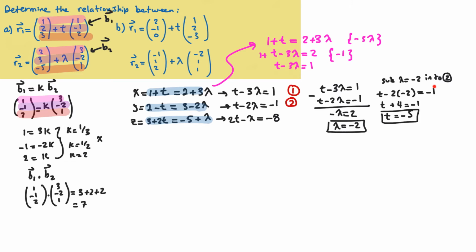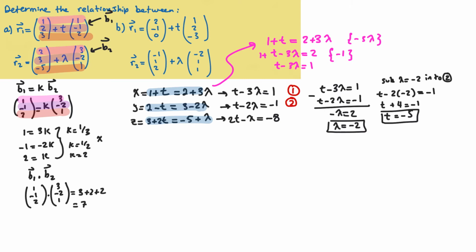Since I used equation 2 to find this, I can always go back and sub it into equation 1 just to check to see if my lambda and t values are correct. So if I were to sub this back into equation number 1, I would get t is equal to negative 5 minus 3 times negative 2, which is plus 6. So negative 5 plus 6 does equal to 1. So these two values are correct.